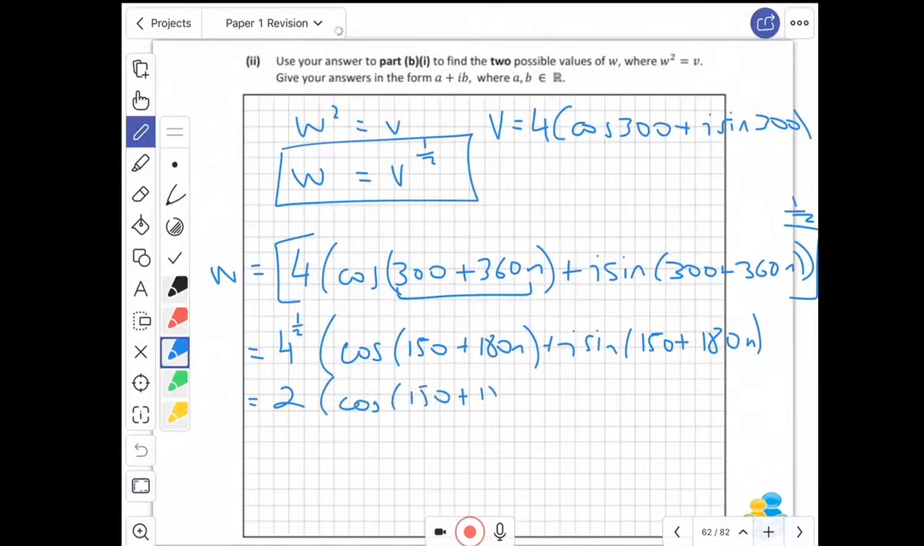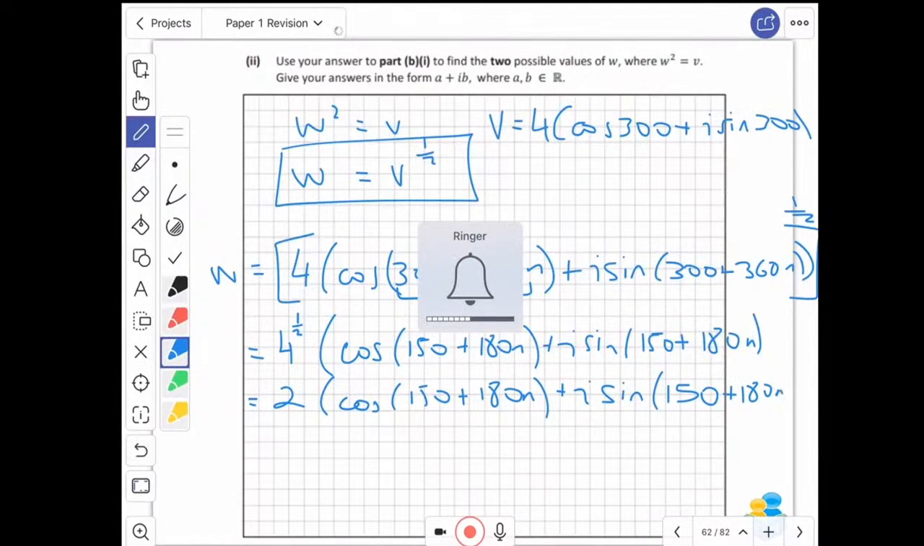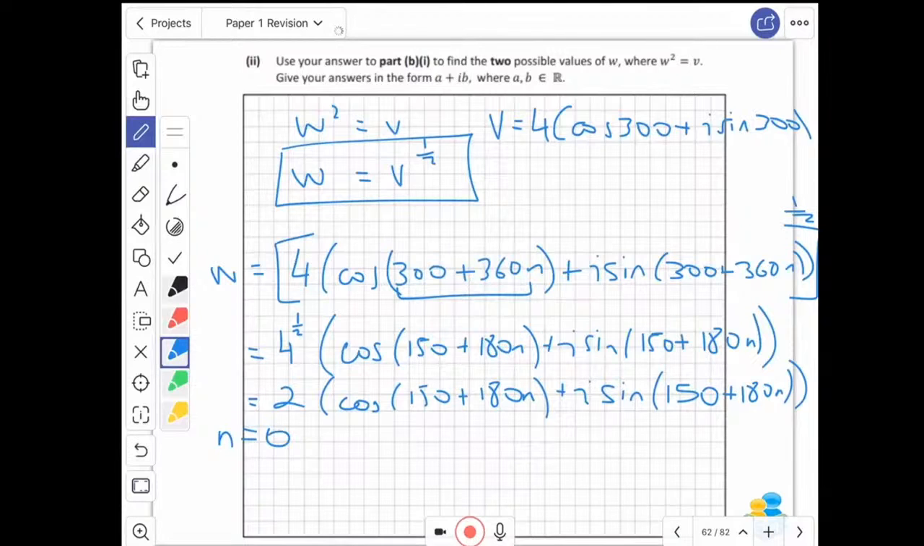And then all you need to remember to do to finish off this question is we're trying to find the 2 roots because it was to the power of 2. So because it's 2 roots, there should be 2 values you're going to sub in. You're going to sub in n equals 0, so you're basically going to sub 0 in there and in there. And you're going to sub in n equals 1. And that's going to give you your 2 answers.